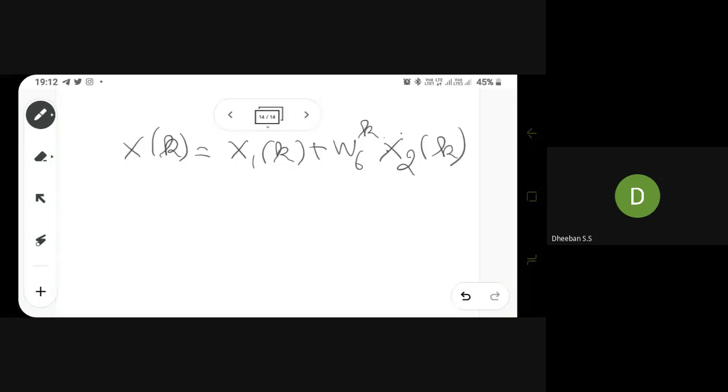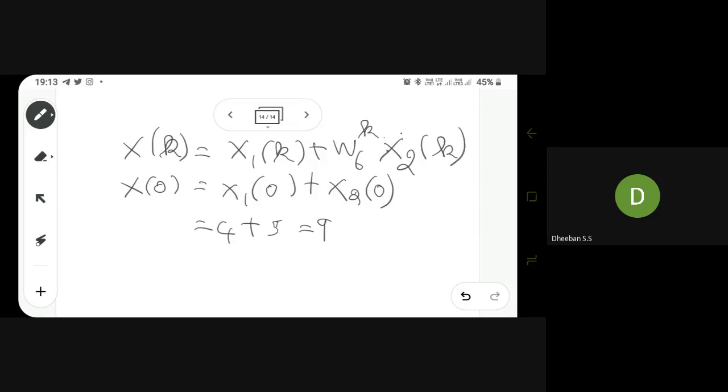Now how we can get the decomposition to the final step: x of k will be equal to x1 of k, that is the intermediate stage, plus w6 of k into x2 of k. This is what we have seen at the beginning of the solution. So now we have to formulate step by step. x of 0, you have to put k equal to 0. x of 0 will be x1 of 0 plus x2 of 0. So we'll be getting 4 plus 5, which is equal to 9.